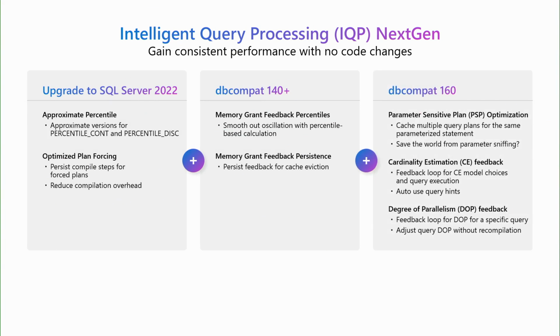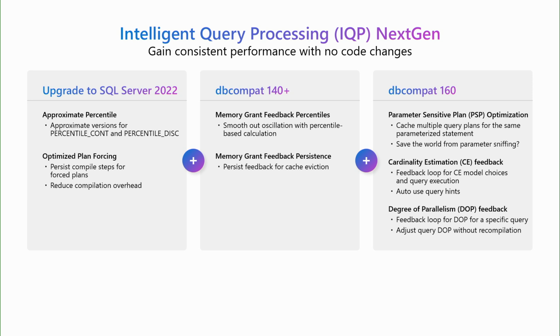The first is parameter-sensitive plan optimization. Can we finally save the world from parameter sniffing? The engine can now cache multiple plans for the same stored procedure based on statistics and parameter values. The second is cardinality estimation feedback. You have told us that in some cases you are forced to use the legacy cardinality estimation model for your database or queries.